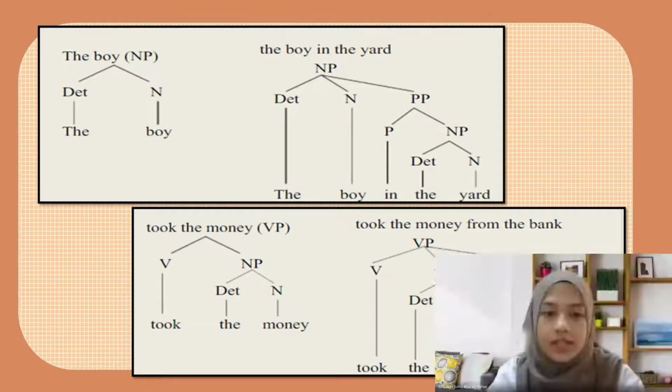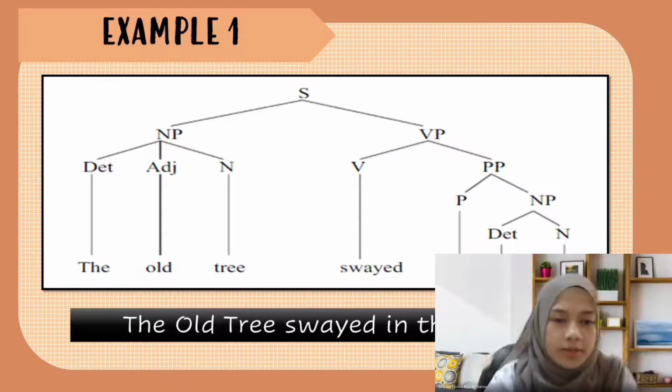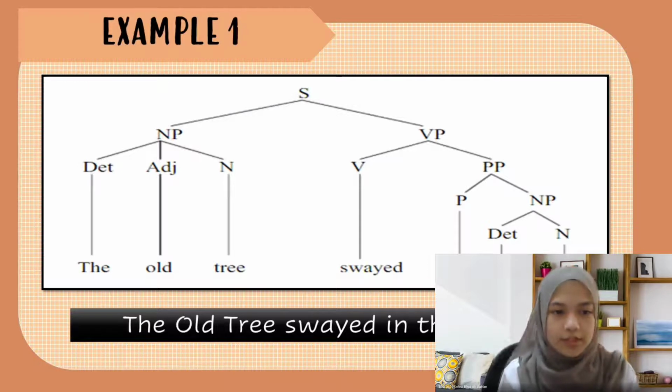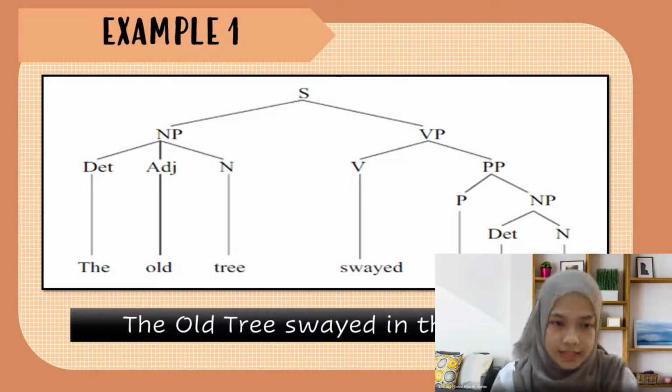Okay, so for better understanding, we have provided some examples of full syntactical analysis. Example 1, the old tree swayed in the wind. As we know, the basic units of a sentence are noun phrase and verb phrase. So the noun phrase is the old tree and swayed in the wind is verb phrase. The as article, old as adjective, and tree as noun. Swayed as verb, and in the wind as prepositional phrase. In as preposition, the as article, and wind as the noun.